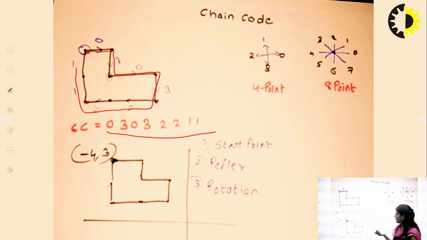Then we have to normalize this chain code. Firstly we have to find the start point, then check for reflection and rotation. We have to check whether there is an effect of rotation of the object or reflection, that is, whether changing the direction of the object changes the object shape or not. So this is the starting point, and this is a 4-point and 8-point chain code. Firstly we have to find the initial chain code.